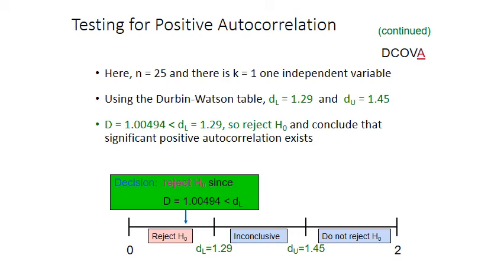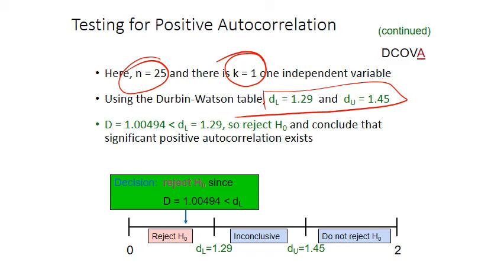In their example they had one independent variable, k is 1, their n is 25. So through the table from the back of the book, as I explained in the previous slide, how to see dl and du, you compare dl and du with your capital D. So capital D is 1.06, which is here, so we reject H naught since d is less than dl.